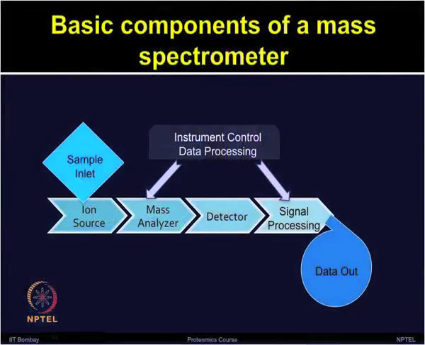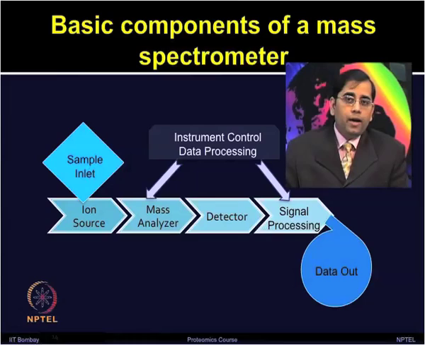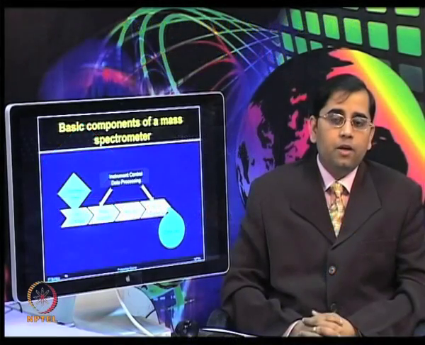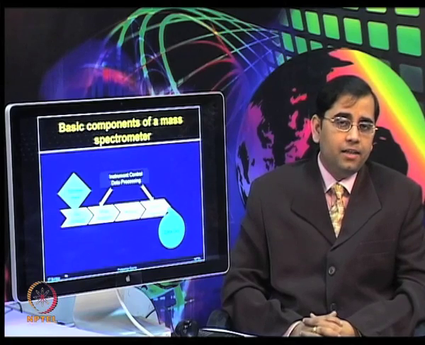Sample inlet: it transfers a sample into the ionization source. The ion source, or ionization source, converts neutral sample molecules into gas phase ions. Mass analyzers separate and analyze the mass of the ionic species. There are various types of mass analyzers available, which we will discuss in more detail during the subsequent part of the lecture. Now, one needs to maintain the vacuum condition.